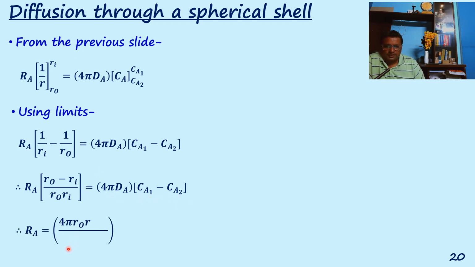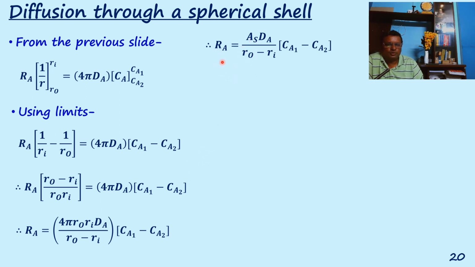Further, we will write it in a different form, that is we have written equation for Ra. So Ra will be equal to 4 pi R0 into Ri divided by R0 minus Ri into dA into Ca1 minus Ca2. That is, again I will write it in a different form. So now I have written it like this: Ra is equal to As into dA divided by R0 minus Ri into Ca1 minus Ca2. That means I have used As for some terms that were present in the previous equation.